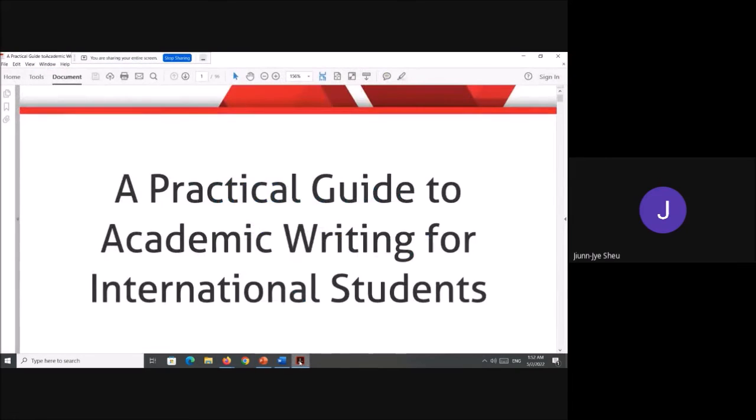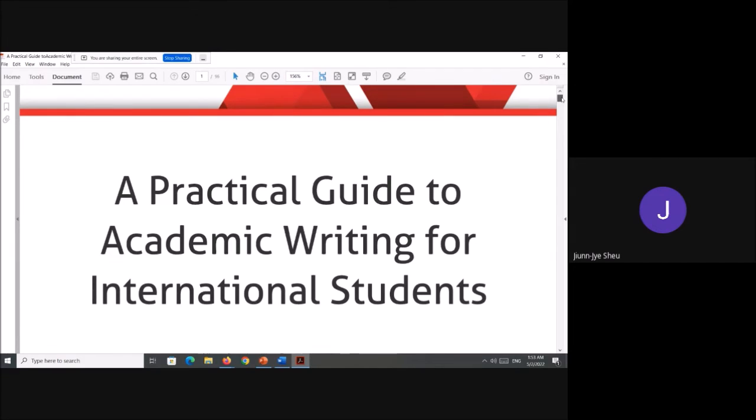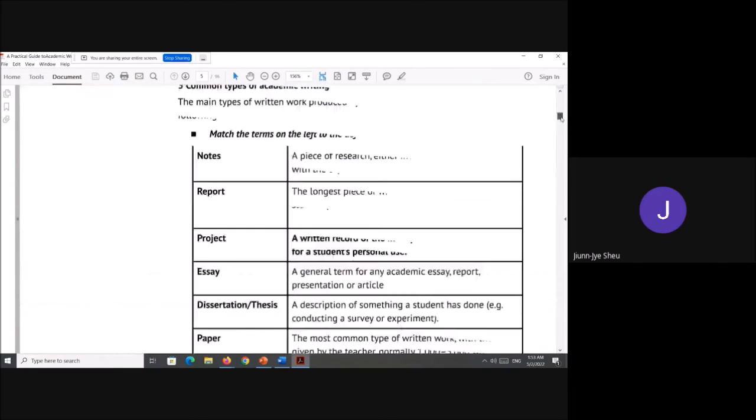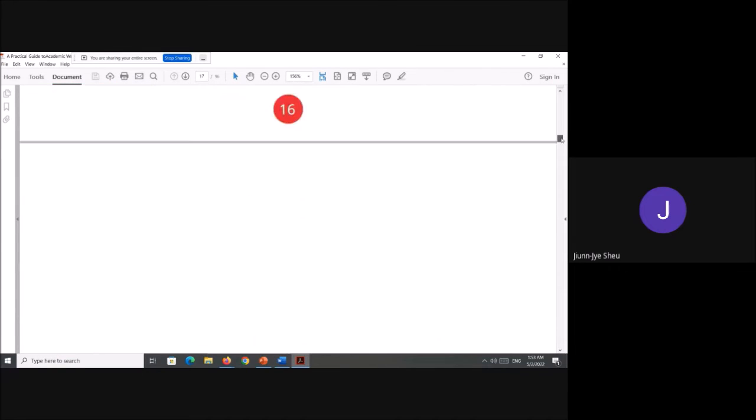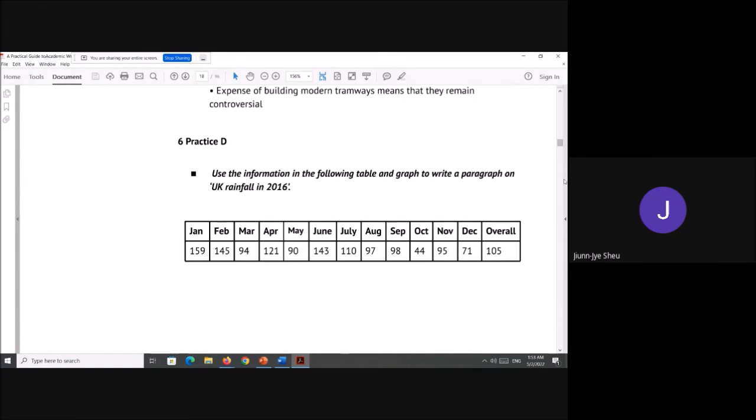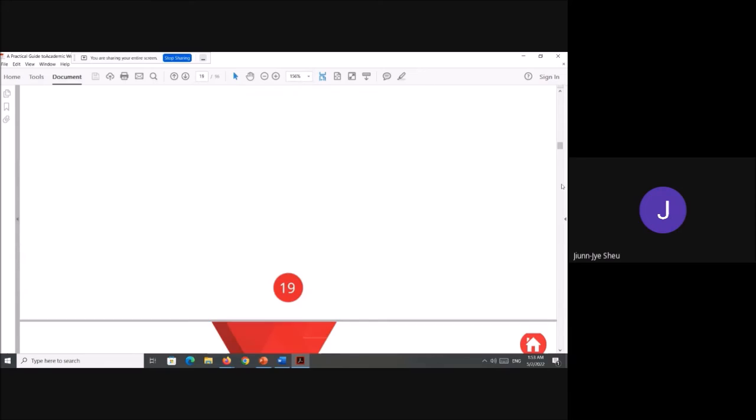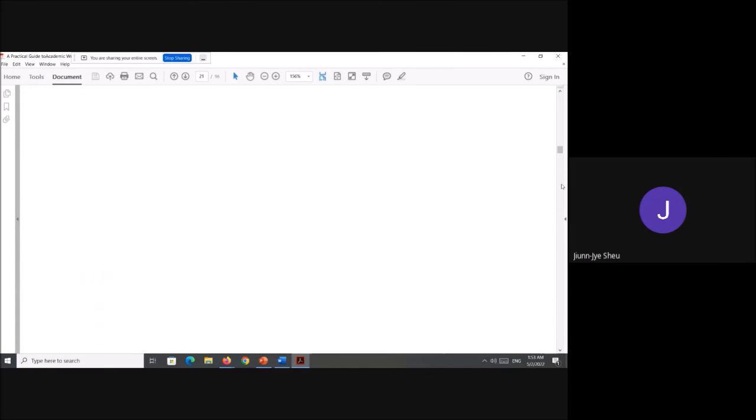The book that I just mentioned is this one, Practical Guide to Academic Writing for International Students. It is a full book that you can read. It gives you quite a bit of description about the principles in academic writing.